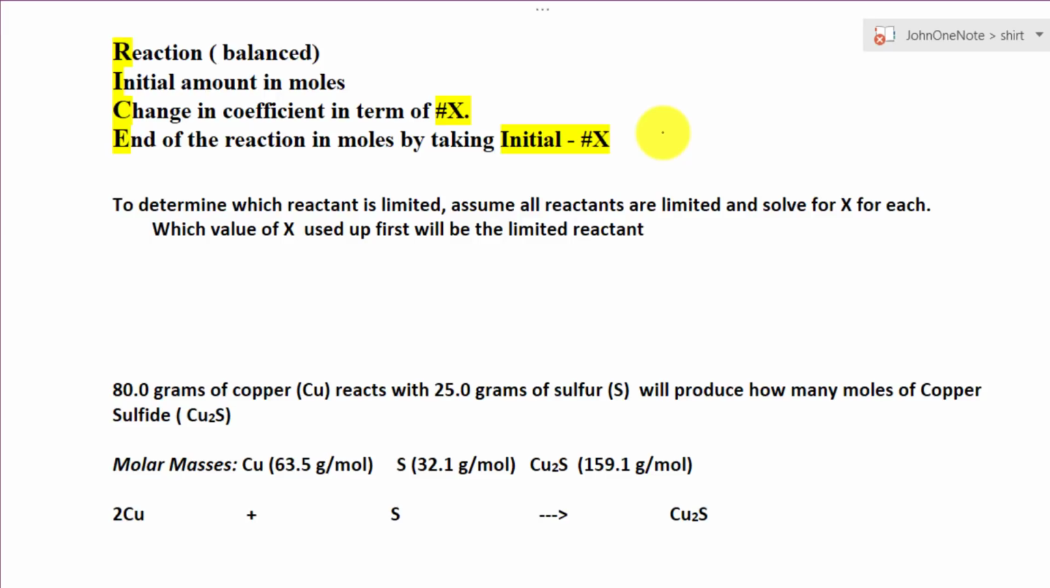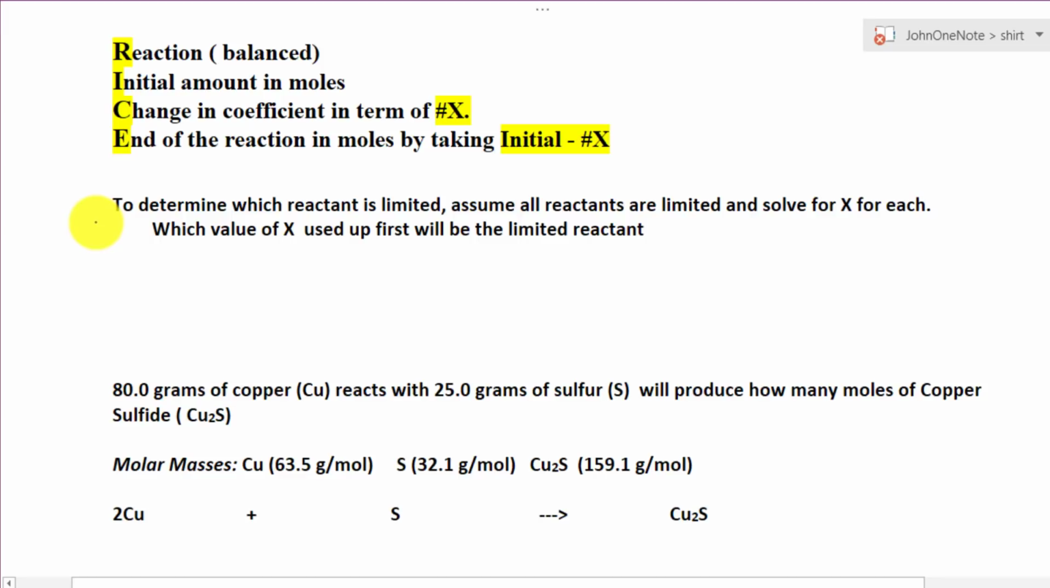We call that reactant the limiting reactant. It is basically the reactant that is going to be used up first, and it will determine how much of the product is going to be made. In this case, we are going to look at those problems, and we have something called the RICE table.